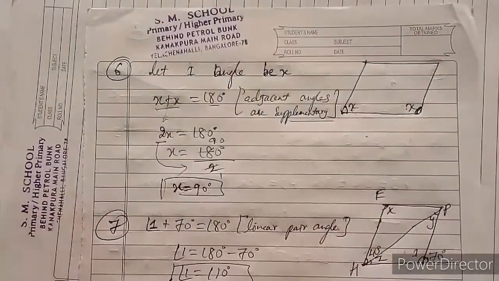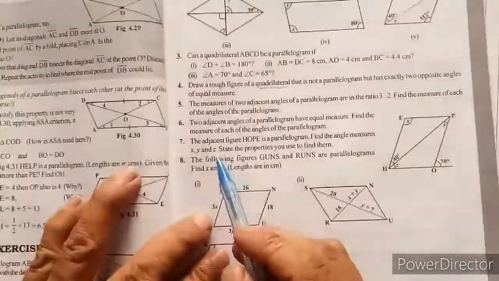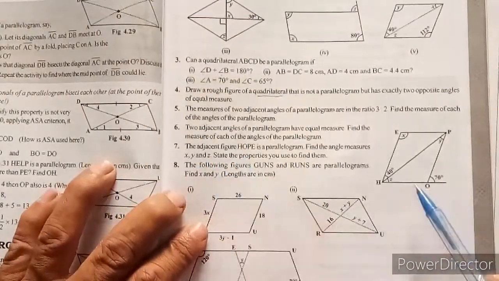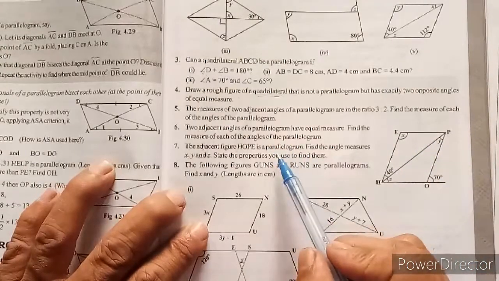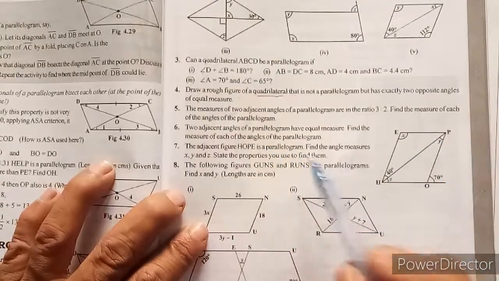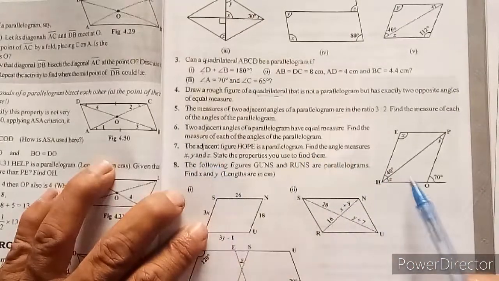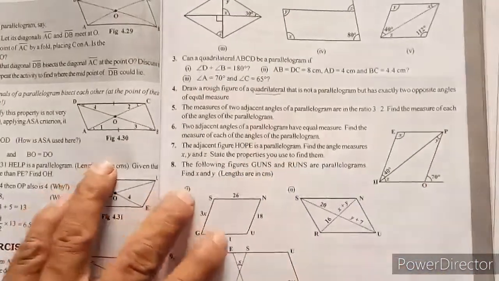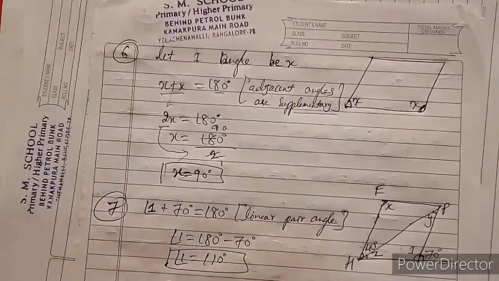Got it, understood? Next, I would like to explain question number 7. So listen here. The adjacent figure HOPE, H-O-P-E, with the angles given on the sides. HOPE is a parallelogram. This figure is a parallelogram. Find the angle measures x, y and z. State the properties you use to find them. You also have to write the property name.